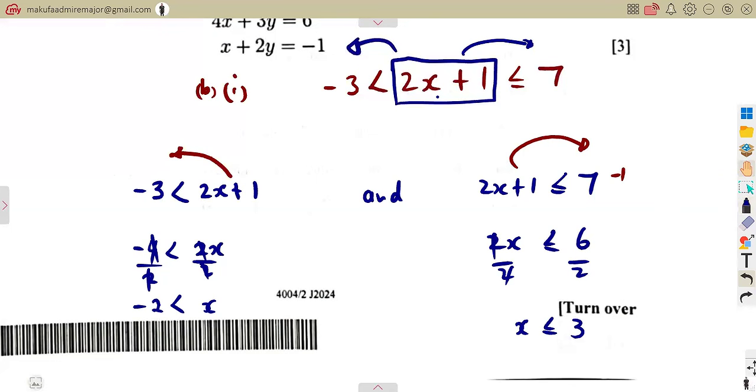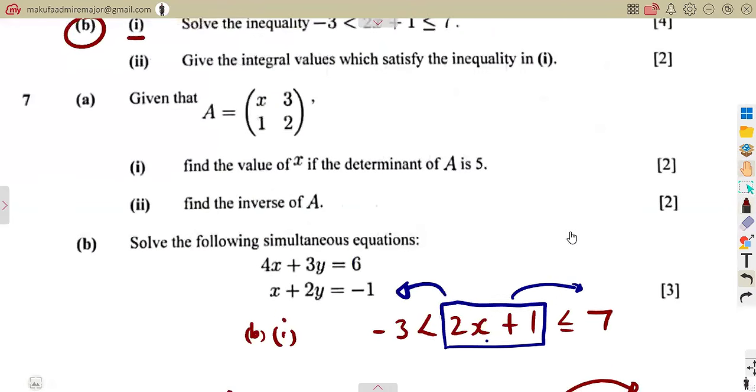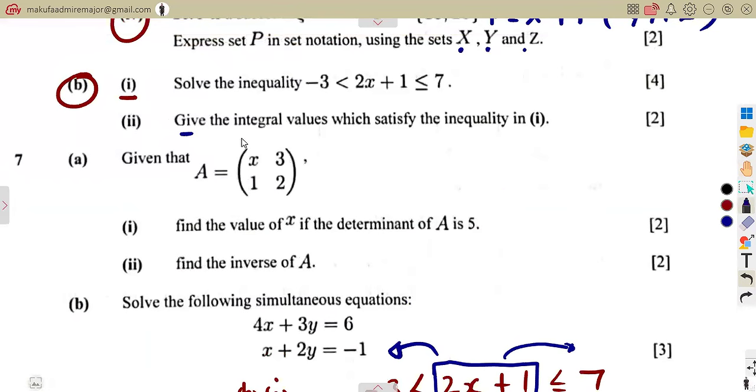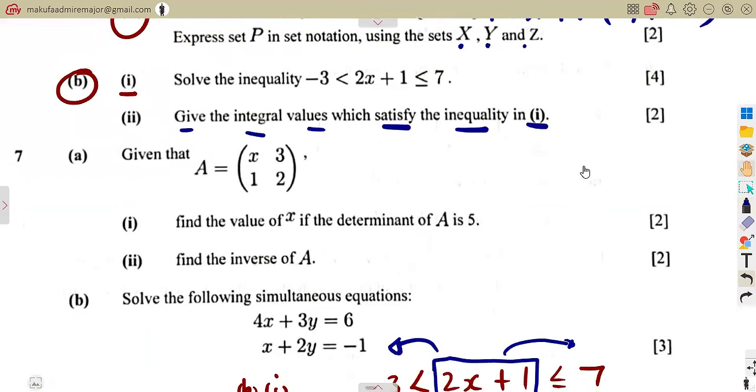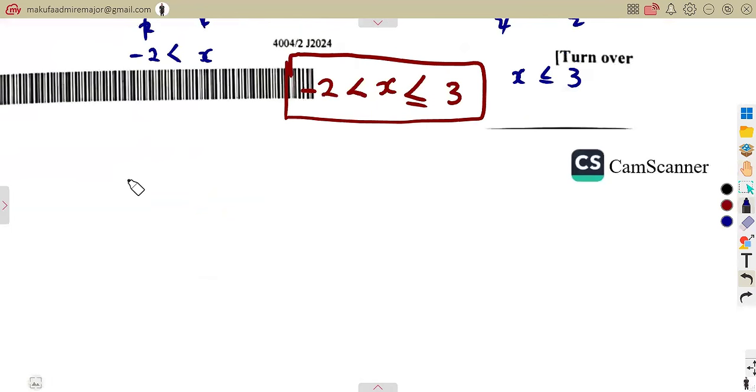Remember, you're supposed to combine this in the format where x is greater than the smaller value and less than the bigger value that you're given. So x is greater than minus 2, but the same x is less than or equal to 3. So this becomes a single solution like that. From here, you're now asked to give the integral values which satisfy the inequality in item 1. The integers within this interval, positive or negative whole numbers.